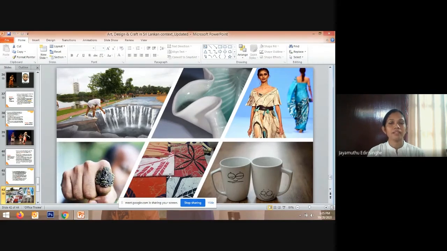For example, if we take any fashion show today, you can see wearable art, and sometimes fashion designers use indigenous things in their designs. Likewise, these differences are blurred now when it comes to design. As I mentioned before, in art we mainly look at the aesthetic aspect, whereas in design we can't forget about functionality. We have to have both aesthetic and functional value.